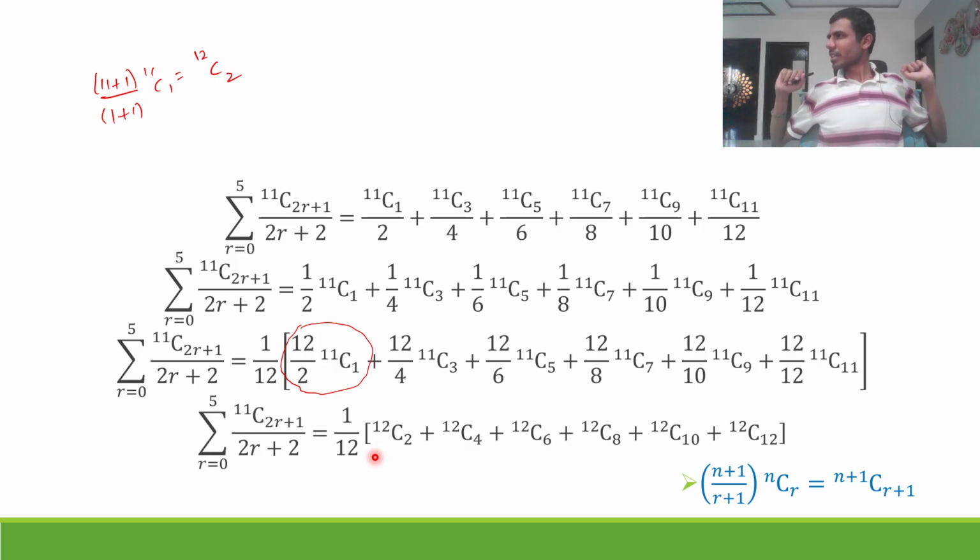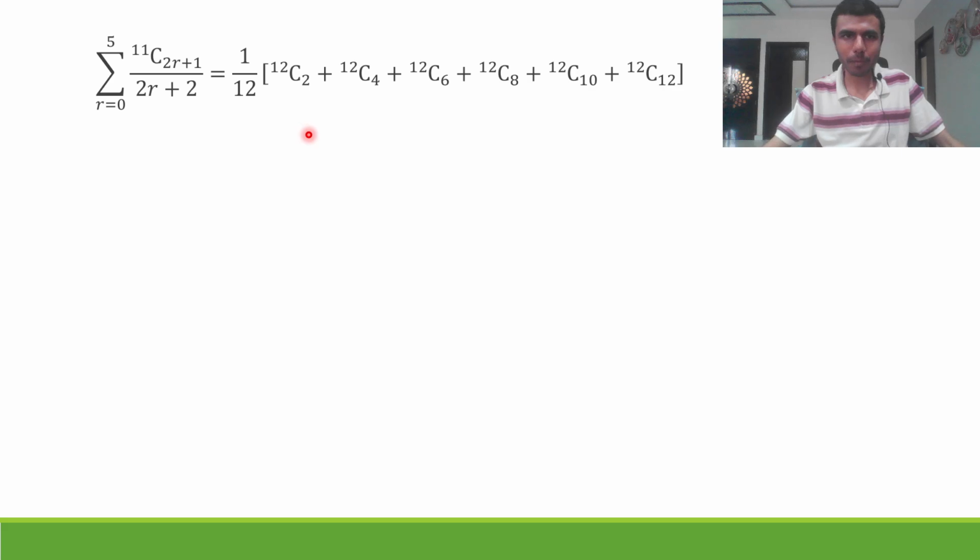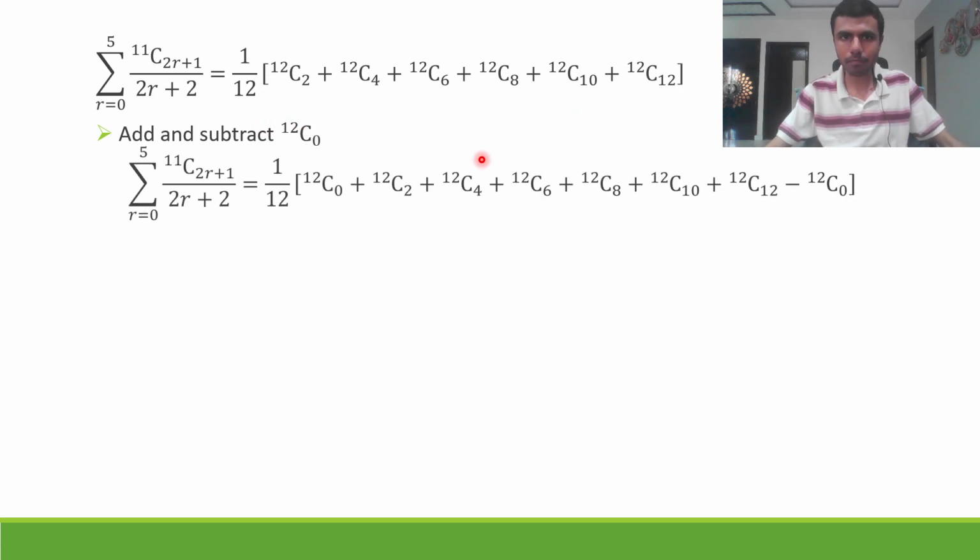What to do if something is missing? Shall we go to the police station and give a case that 12c naught is missing, sir, please do something? No, right? We can just add and subtract. So this is what I got in the previous slide. Add and subtract 12c naught here.